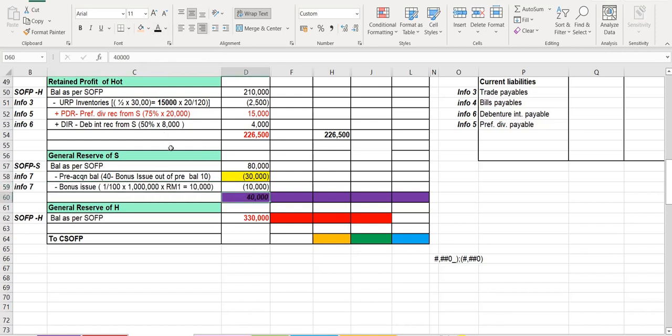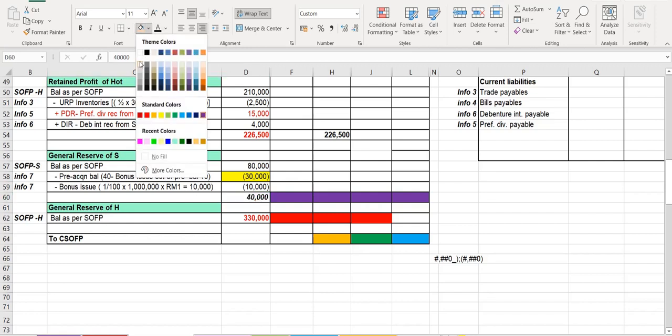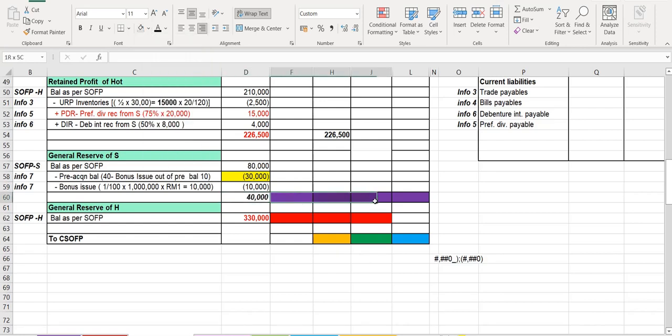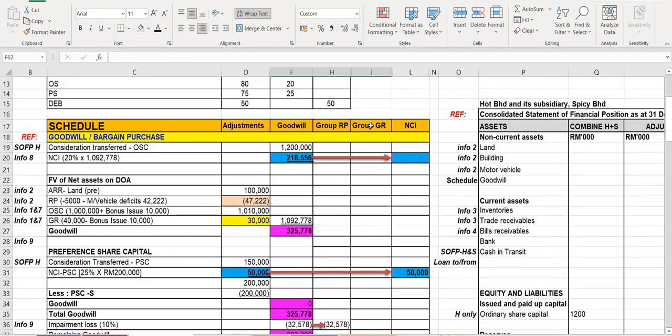Now the post-acquisition balance brought forward for the subsidiary company was 40,000, and therefore the share of the parent would be 32,000, since it is 40,000 times 80%. The share of the non-controlling interest was 8,000. The balance in the general reserve of the parent company was just 330, and you will include that in the column of group general reserve.